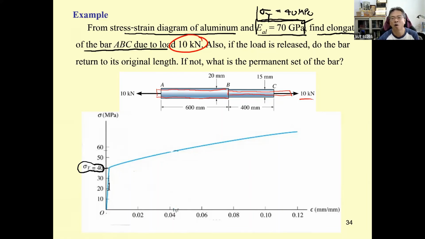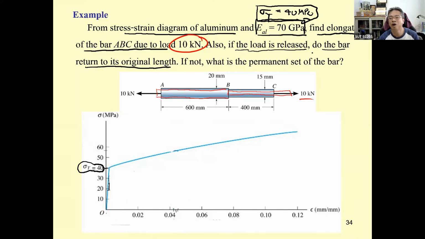They also provide you with the stiffness. So learning objective number 2 we don't need here. They didn't ask you about the mechanical property; they provide you with the mechanical properties of this aluminum. And then this is going to be the third objective. They ask us to determine: if the load is released, does the bar return to its original length?